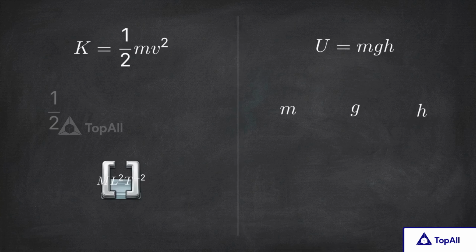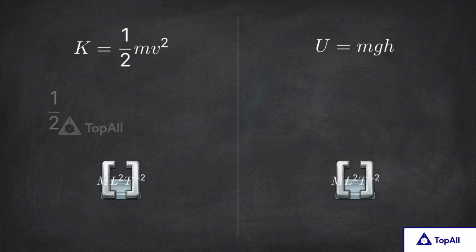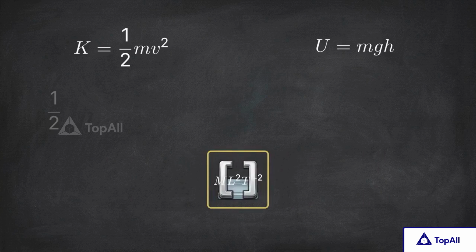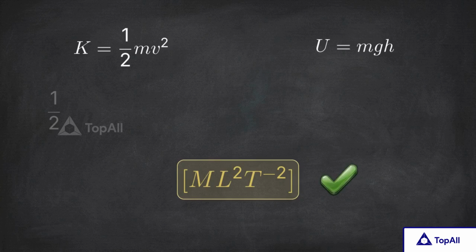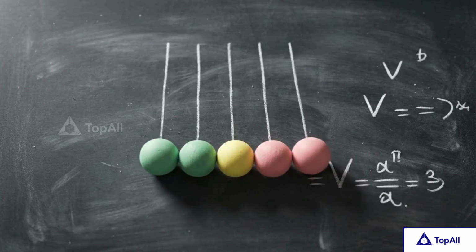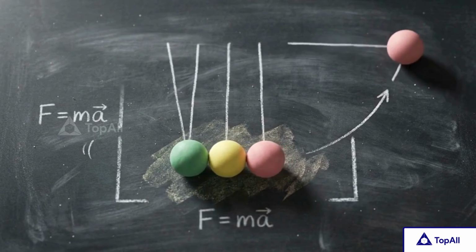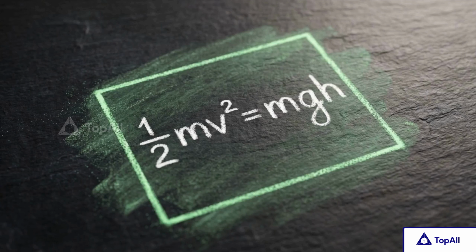Now look at the right side, potential energy. This is calculated by multiplying mass, the acceleration of gravity, and height. Break those variables down to their base components, and we arrive at the exact same dimensional signature, a perfect match. This proves that a moving object's kinetic energy and a resting object's potential energy share the exact same physical nature. That is why they are allowed to balance in an equation.